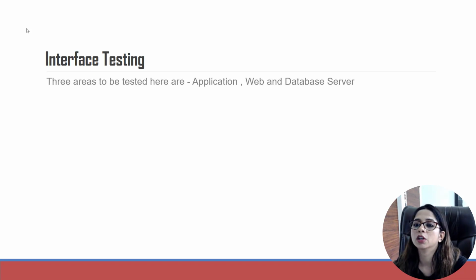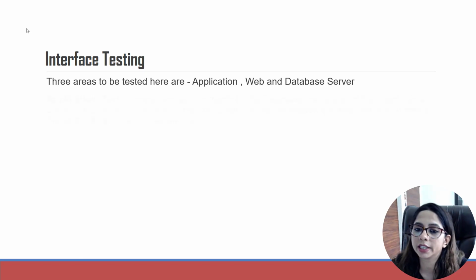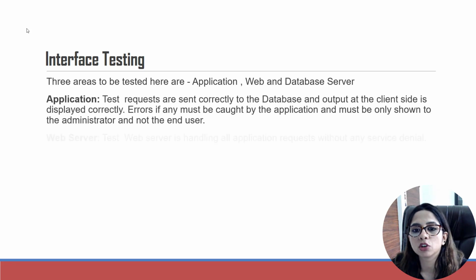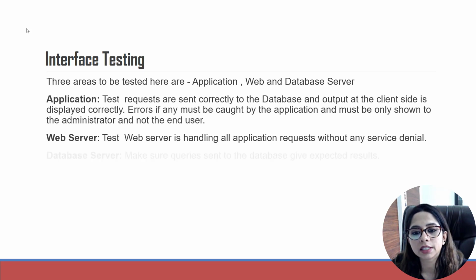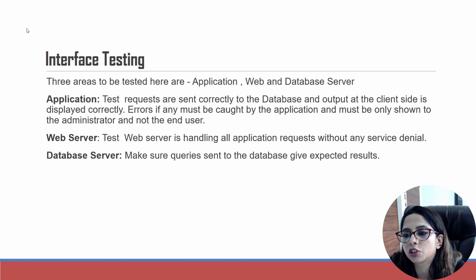Interface testing. So there are three interfaces. We know there is a three-tier architecture. It is application server, web server, and database server. So we have to make sure that all these interfaces are working well. In case of application server testing, we have to make sure that the requests are being sent correctly to the databases and the output we are getting is correctly displayed or not. In case of errors, we should make sure that they are not displayed to the front user. They should be sent to the admins only. So we do proper application server testing.